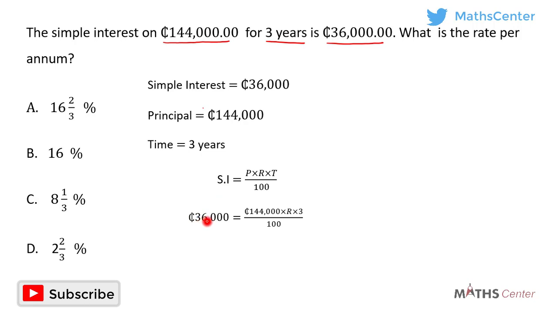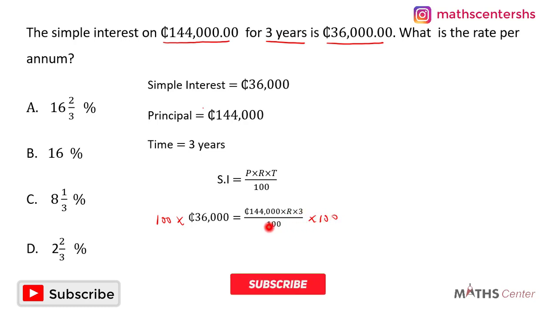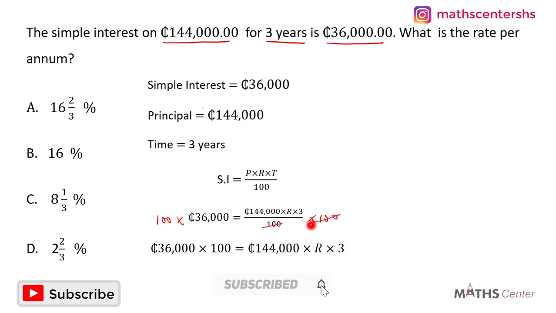The simple interest is 36,000 cedis, the principal is 144,000 cedis, and the time is 3 years. So we have 36,000 is equal to 144,000 times R times 3 divided by 100. So you multiply this side by 100 and multiply this side also by 100. You see that 100 and 100 will cancel out, and so you have 100 times 36,000 cedis is equal to 144,000 cedis times R times 3.